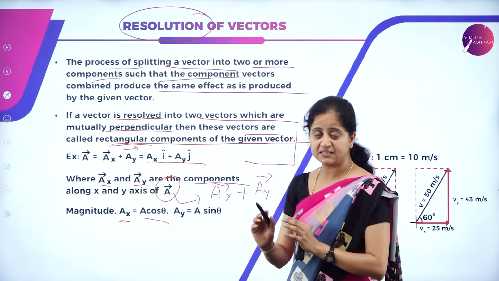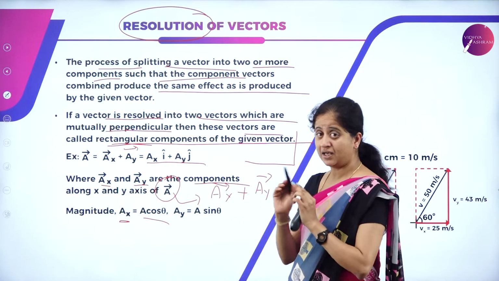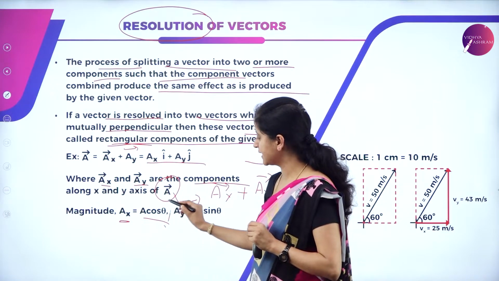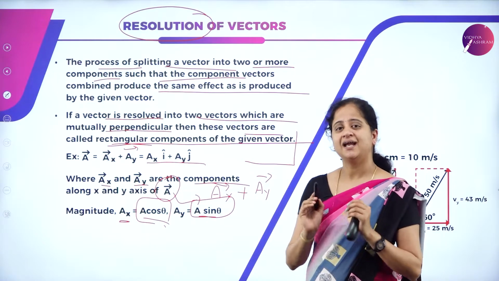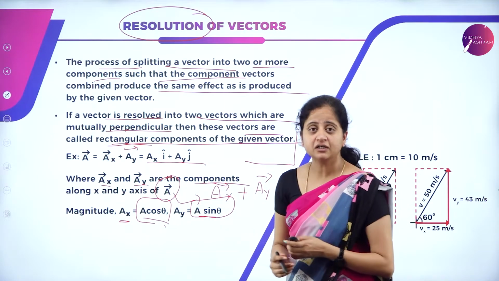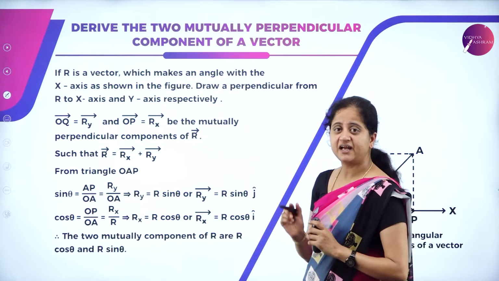So the component is resolved into two parts, along x-axis and along y-axis. Along x-axis the magnitude is represented as A cos theta, along y-axis the magnitude is represented by A sin theta. Now how do we come to a conclusion? It is A cos theta and A sin theta. For that, let us derive the expression.